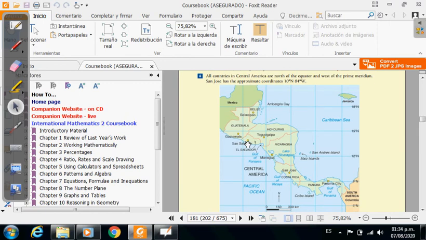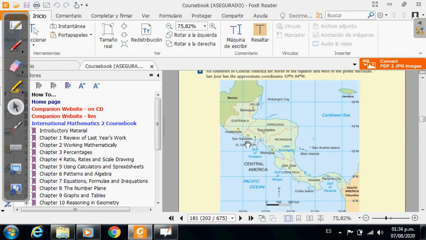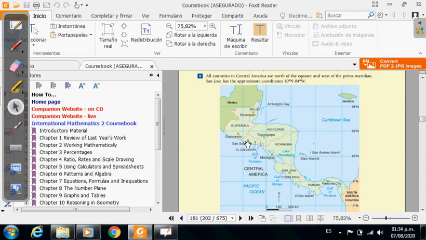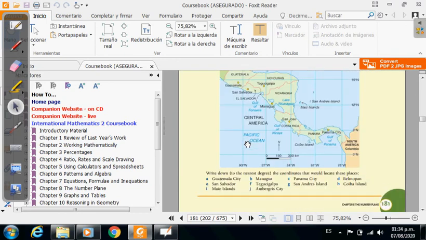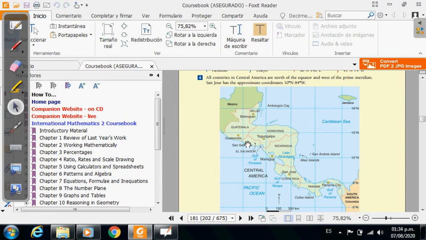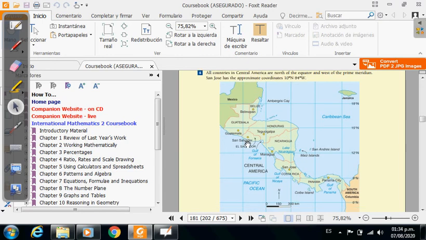Alright, now that we know that, we're going to give the coordinates, or the approximate coordinates, of some cities or places in Central America. So we're going to try to solve exercise 6 from the book International Mathematics 2. And it says, all countries in Central America are north of the equator and west of the prime meridian. San Jose has the approximate coordinates 10 degrees north, 84 degrees west.